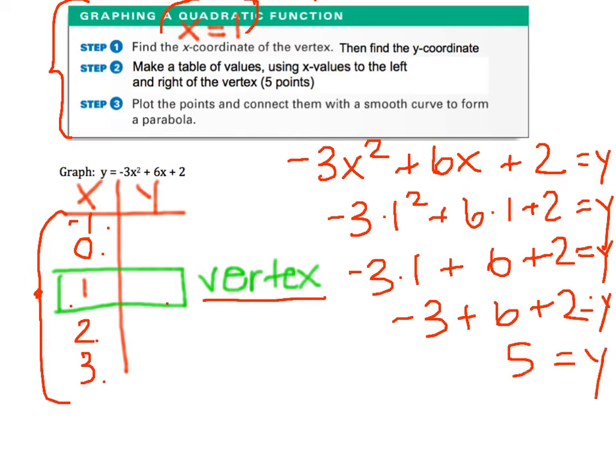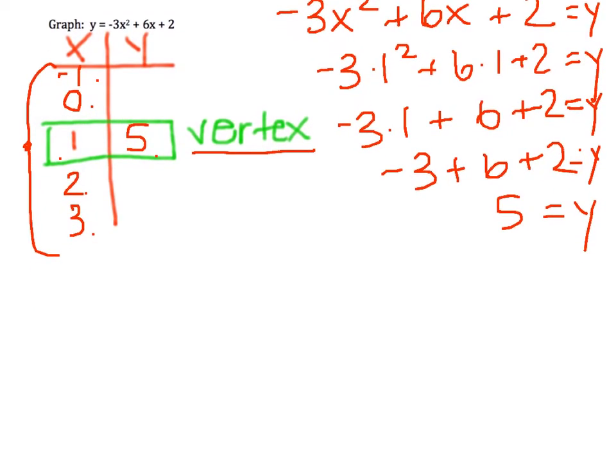Now before I get too far ahead of myself, I'm going to put 5 here into my table so I remember that my x value is 1 and my y value is 5, so I don't lose sight of that. Now I need to do this 4 more times. I need to substitute in negative 1 for x, then 0 for x, then 2, and then finally 3. So I'm going to do the exact same procedure that I did here 4 more times. So I'm going to give myself a little bit of room here. I'm going to start with negative 1. So I'm going to go at the top of my table. So 3 times negative 1 squared plus 6x plus, oh, I'm sorry, that should be 6 times 1.